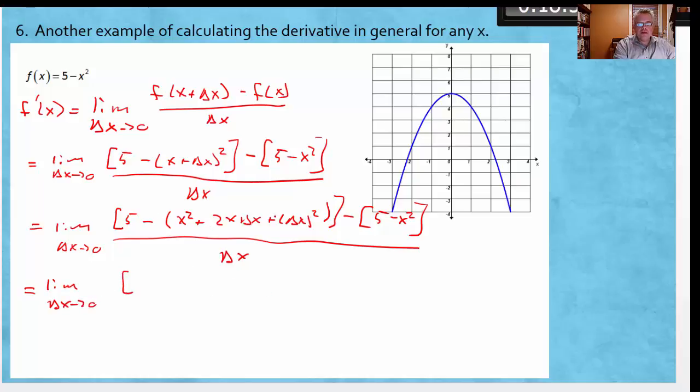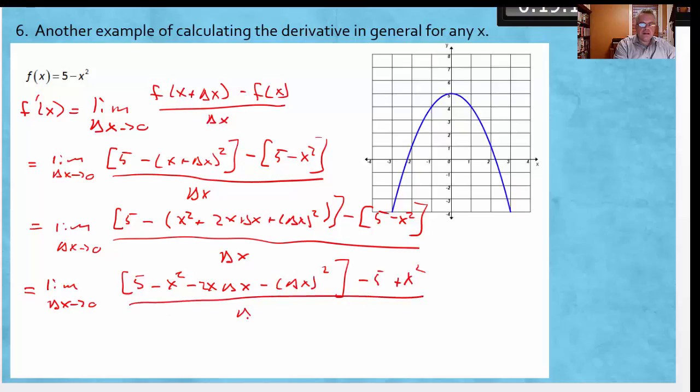Alright, hopefully I have enough space. I'm going to distribute the negative. So I'm showing all my work. 5 minus x squared minus 2x delta x minus delta x squared minus 5 plus x squared all over delta x. So let's see what cancels. I kind of multiplied everything out. 5 minus 5 cancels. The minus x squared and plus x squared cancels.